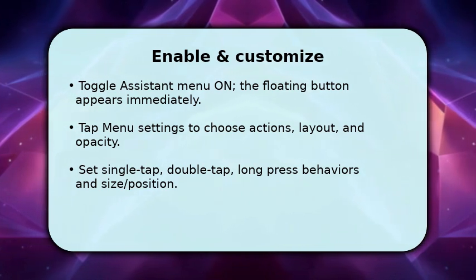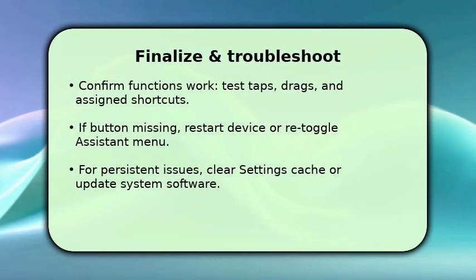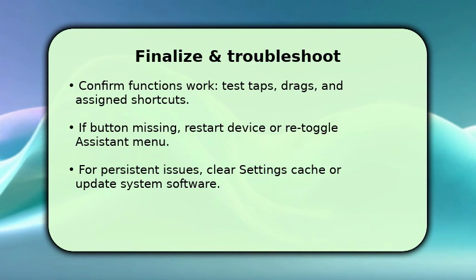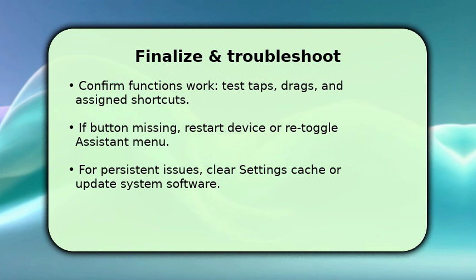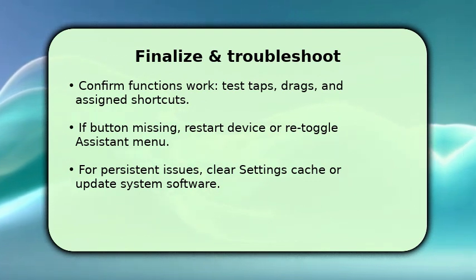Tap, double tap, long press, drag the floating button, and open a shortcut. If something fails, first re-toggle the Assistant menu off then on. Next, restart the device to restore the overlay.